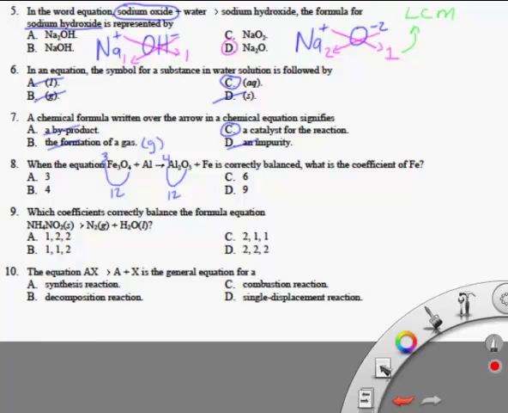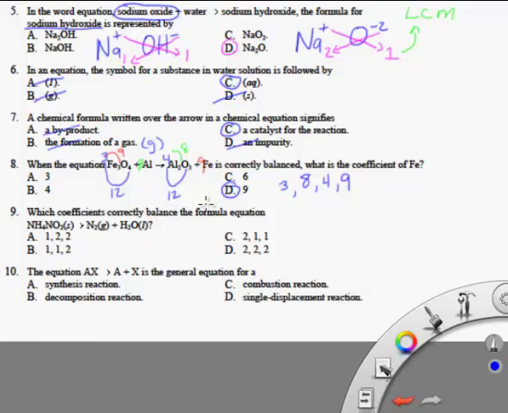In balancing the oxygens with the coefficient of 3, now look at irons. 3 times 3 is 9, so we need to put a coefficient of 9 out front on this side. And if I look at my aluminums, 4 times 2 is 8, so I'll need an 8 for my coefficient there. The coefficients in order should be 3, 8, 4, 9. So iron would be D, 9.